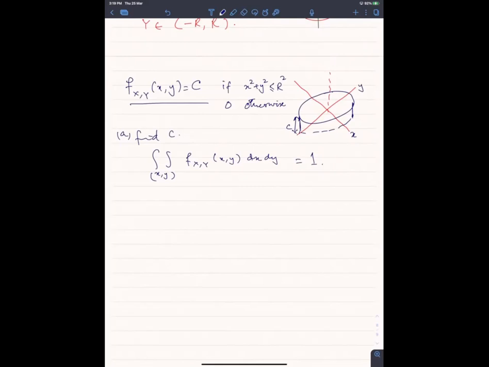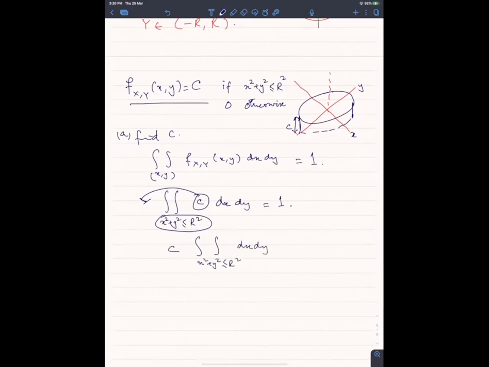So how do I find this? How do I integrate this? इसको integration बहुत आसान है. So this is integration over a region where x square plus y square is less than equal to r square. This is the region of the circle. And here you have the density function which is constant, dx dy is equal to 1. Okay. So इस c को हम बाहर निकाल लेते हैं. By this is a constant. C integral x square plus y square is less than equal to r square, dx dy is equal to 1.